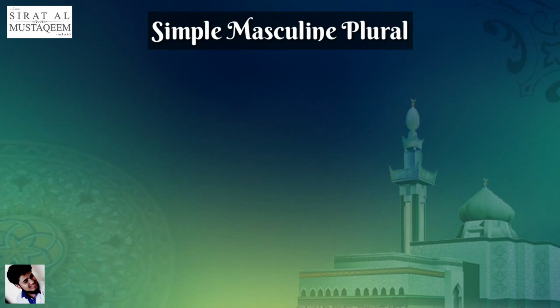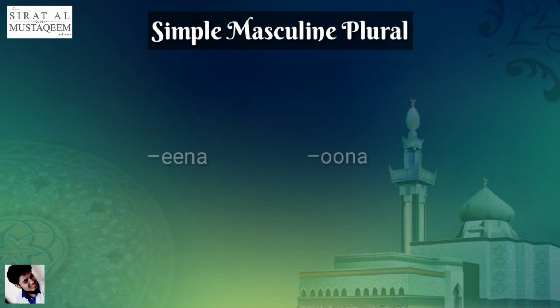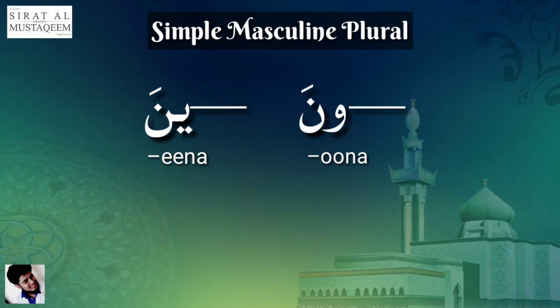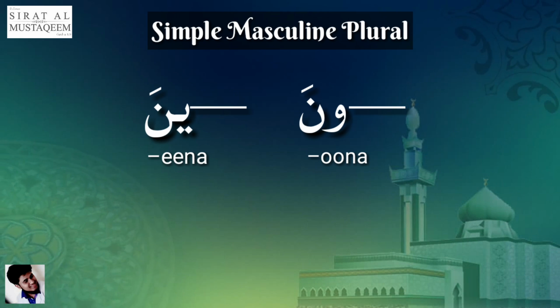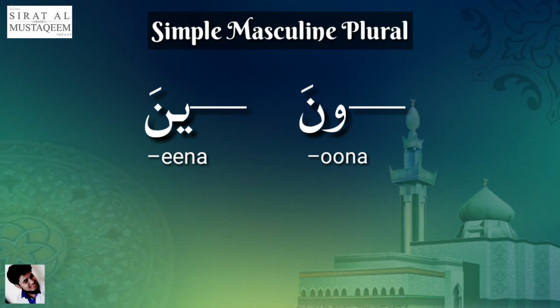Simple plural. If we add una or ina at the end of any masculine ism, okay, it's only true about masculine ism. I'm pointing this out: only the masculine words will follow this rule. So if you add una or ina at the end of a masculine ism, then it will turn into plural. It's simple. That's why it's called simple plural. Just fit this in your brain nicely.